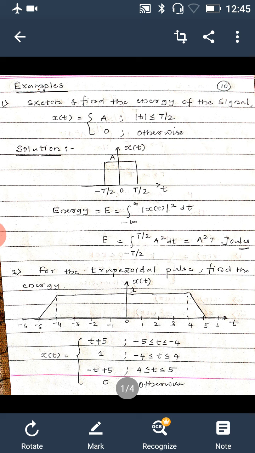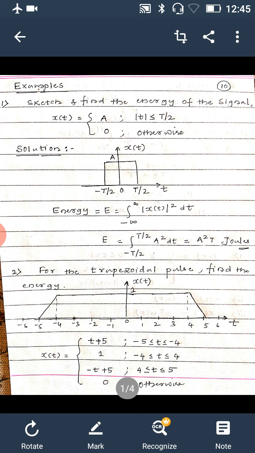Here the signal duration varies from minus T by 2 to plus T by 2, and within this duration the signal has value capital A, and outside this interval the signal has value 0. So the limits of the integration change from minus infinity to plus infinity to minus T by 2 to plus T by 2, and the signal value is A, so the square of x of t is A square dt. And this A is a constant value, so A square can be taken outside the integration.